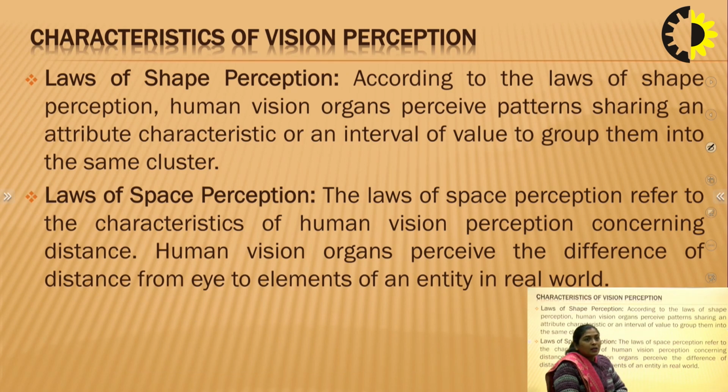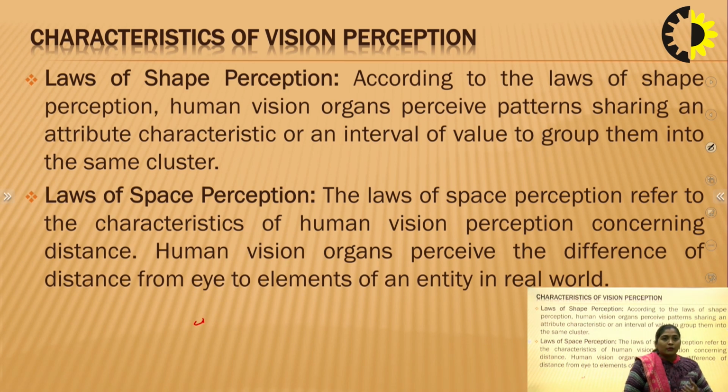So what are the characteristics of vision perception? First is the law of shape perception. According to the law of shape perception, human vision organs perceive patterns sharing an attribute characteristic or an interval of value and group them into the same cluster. Basically, it uses the concept of grouping the data or forming a cluster. The clusters are formed by grouping the data according to shape.